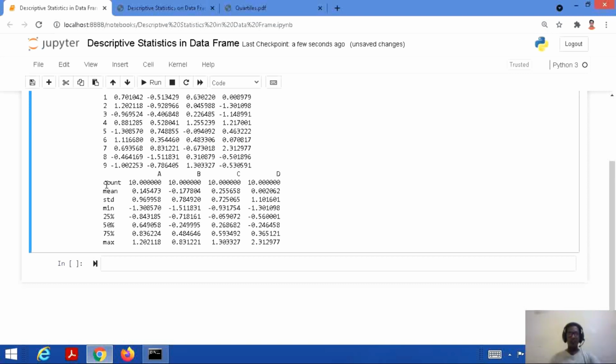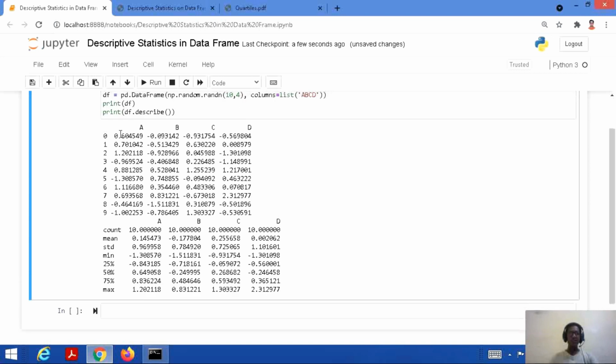So the first one is the count. Count means we obviously have 10 values in each column, so the count is 10 for all. Then the mean. Here a mean has been calculated for each column. That means with 10 values, the sum of all the values divided by 10. Similarly, we have calculated the standard deviation next.